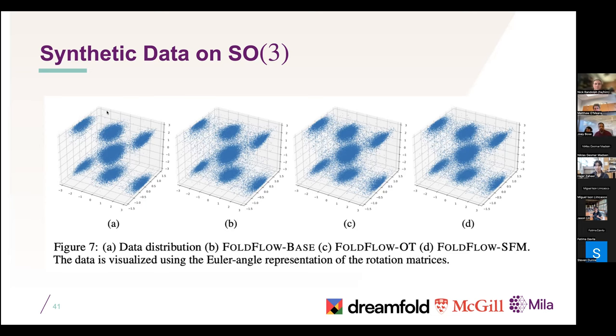So the leftmost visualization is your data distribution. And each of the three visualizations after that are a full flow base for SO3, full flow OT for SO3, and full flow SFM for SO3 again. As you can see, they're already pretty good. I would say the SFM version is a bit more robust to noise. It has a little bit less spread of the particles, but operationally, they're all almost equally as good.